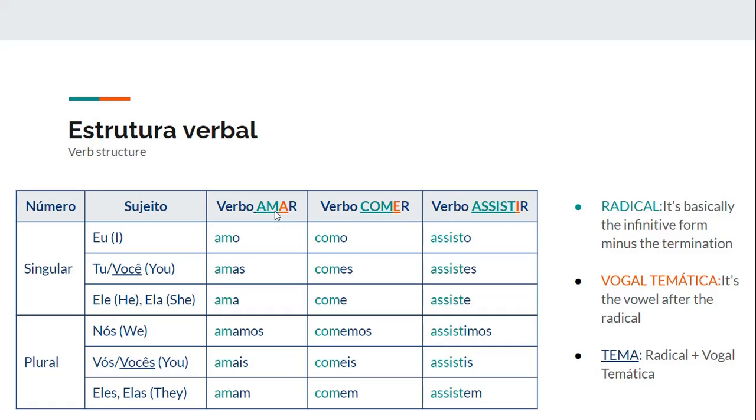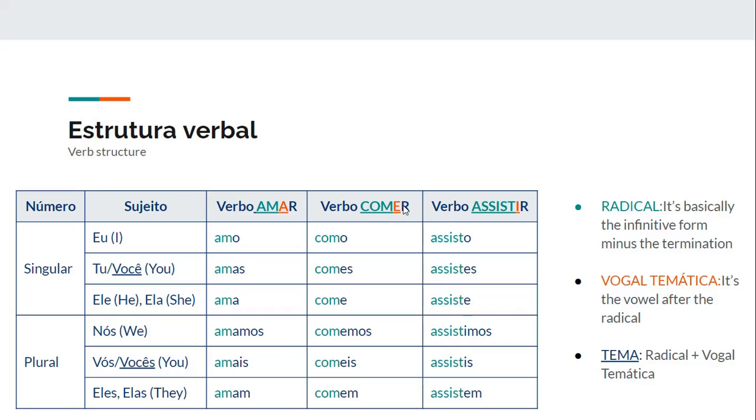So let's take a look. Here, amar is in the infinitive as we saw. It ends with letter R, so it's in the infinitive. To get the radical, it's the infinitive form minus the termination. And by termination, I mean you need to remove the last two letters from the infinitive form. It's basically ar, er, or ir. So, for instance, amar is the infinitive form. The termination is ar, so amar minus ar, and then we have am, which is the radical. Vogal temática is the vowel after the radical, and here we have letter A. And tema is a combination of radical and vogal temática. So it's underscored here. The tema is radical plus vogal temática, and then the tema is ama.